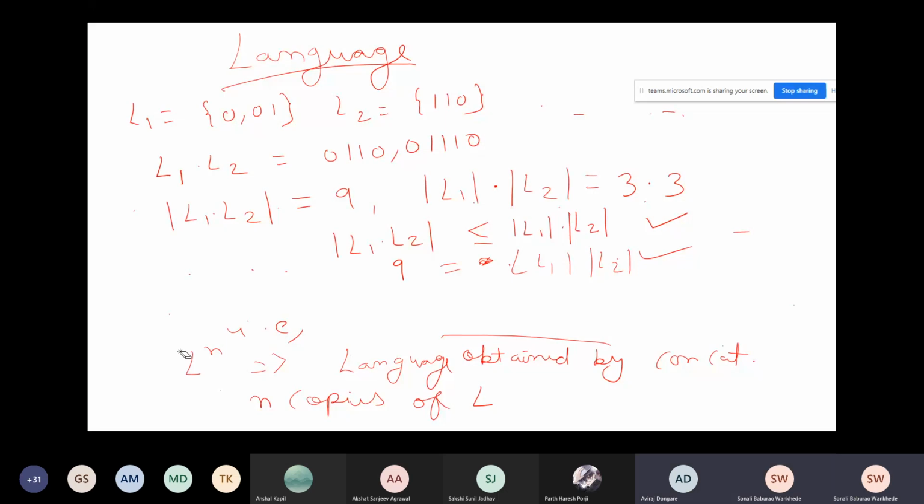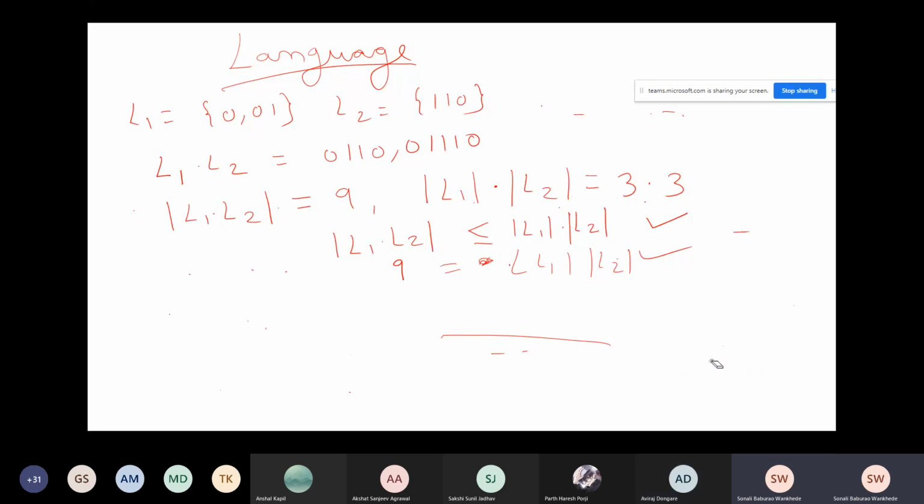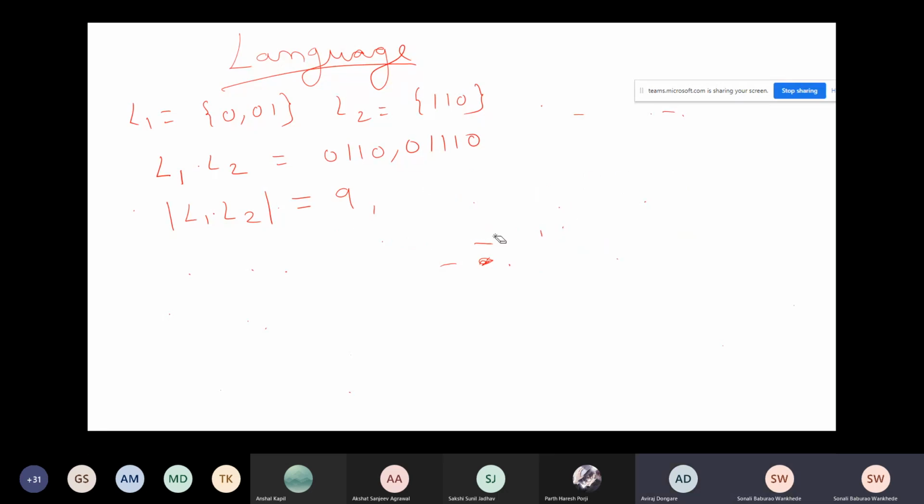Ma'am, this is somewhat like permutation and combination. Yes, this is somewhat like that only. You have to recollect your concepts of permutations and combinations. Okay.